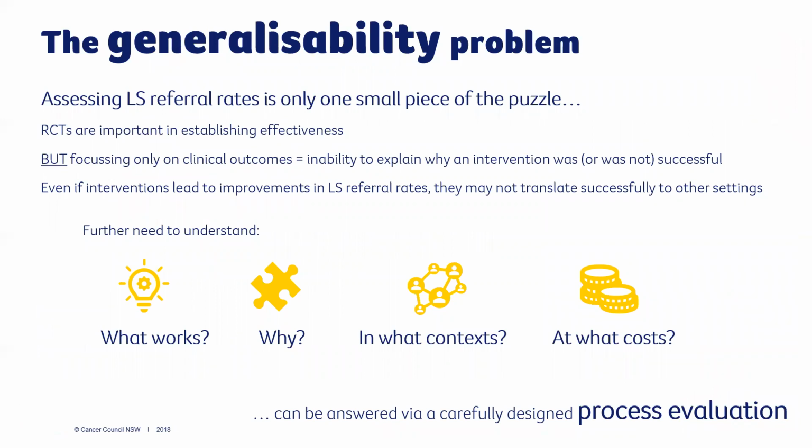And there is also the generalisability problem. Assessing Lynch syndrome referral rates is only one small piece of the puzzle. RCTs are important in establishing effectiveness, but focusing only on clinical outcomes means there is an inability to explain why an intervention was or was not successful. Even if interventions lead to improvements in Lynch syndrome referral rates, they may not translate successfully to other settings. So we further need to understand what works, why, in what context, and at what costs. And this can be answered via a carefully designed process evaluation.